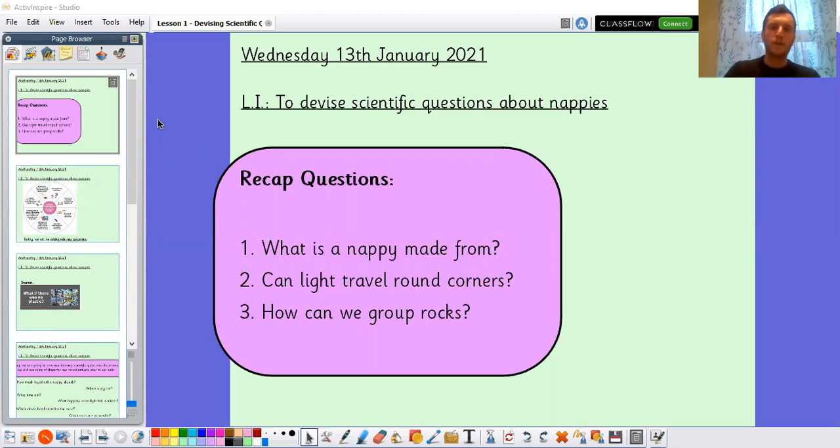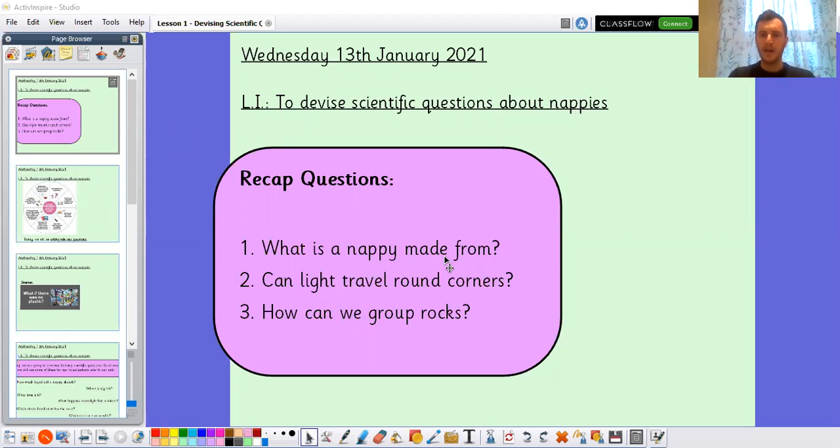So today we're going to focus on devising scientific questions about nappies. And we're going to learn all about what a scientific question is, how to come up with good scientific questions before coming up with some of our own. But before we delve into that, let's answer some of those recap questions that you can see on the board.